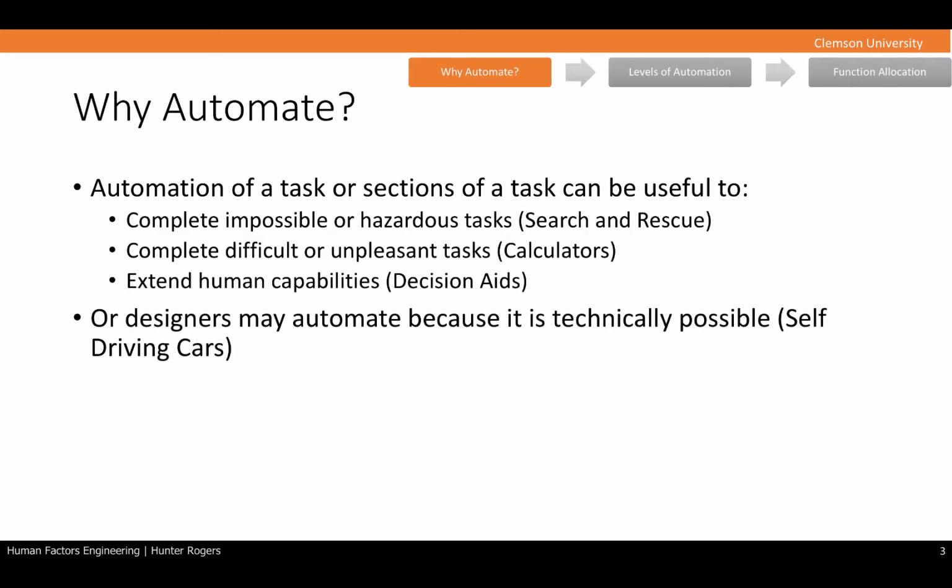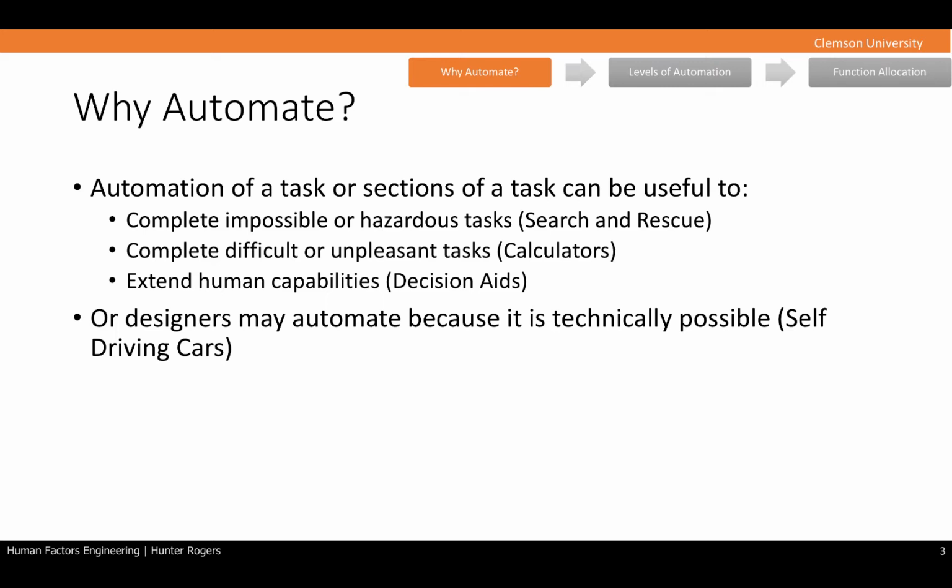So first off, we'll look at why we automate. There are several reasons that we could automate a section of a task or a complete process, and many times it's because a task is impossible or it's a hazardous task. If you think about search and rescue, that's why we create robots that can do search and rescue tasks in areas that are riddled with bombs or that sort of thing. So we're trying to do that to save human lives.